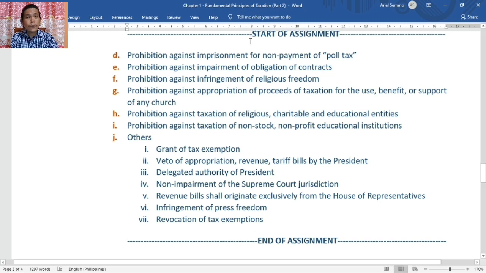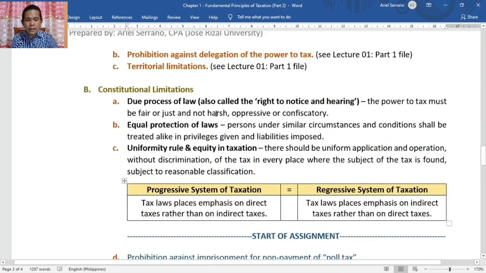Okay? So this is a group activity. I have assigned groupings, so you have to check on your Canvas to know which assignment is yours and needs to be submitted to me. But for now, let us discuss these three constitutional limitations.